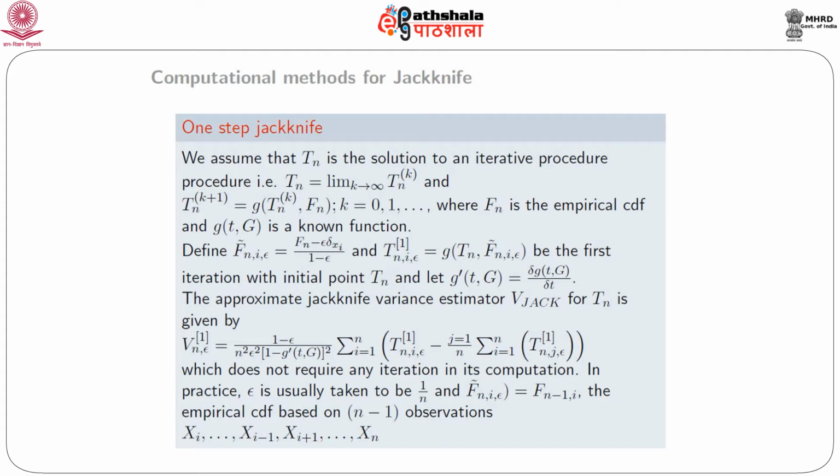Then V_Jack for Tn is estimated by this given form, which is a bit complicated and is written here, and see, it does not require any iteration in the computation. So, in practice, ε is usually taken to be 1/n, and then F̃n,i(ε) is approximately equal to F_{n−1,i}, the empirical distribution based on n−1 observations X1, X2, ..., X_{i−1}, X_{i+1}, ..., Xn, that is X1 to Xn excluding Xi.